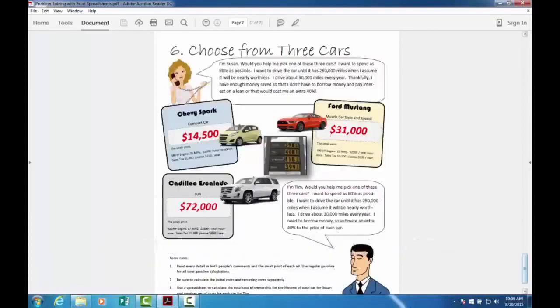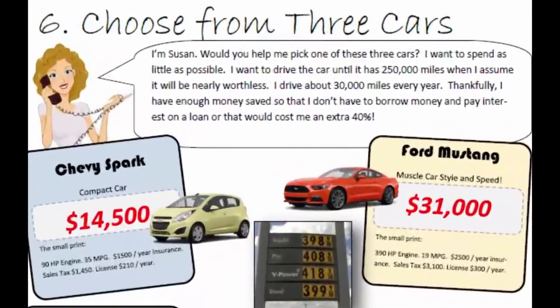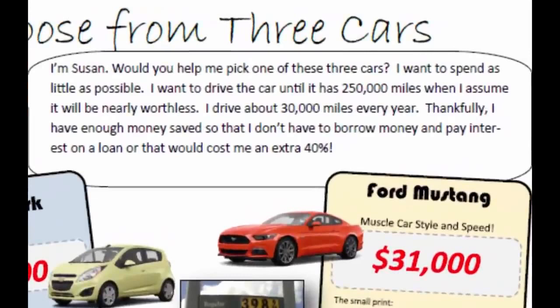Welcome to the last in the series of Excel problem solvers. On this video, Susan and Tim are asking us to help them purchase a car. Susan says, "Would you help me pick one of these 3 cars? I want to spend as little as possible. I want to drive the car until it has 250,000 miles when I assume it will be nearly worthless. I drive about 30,000 miles every year.